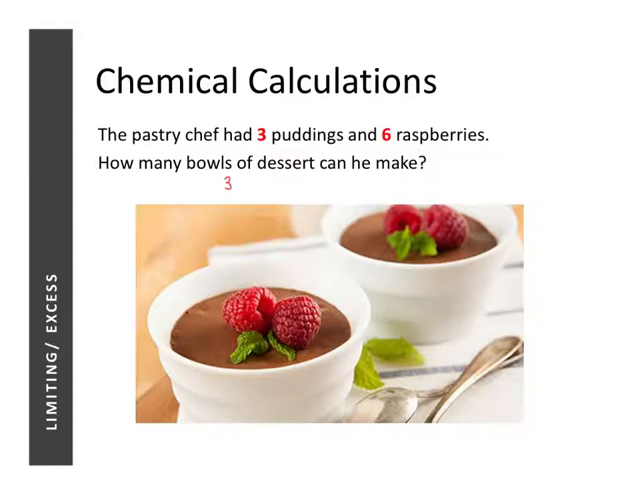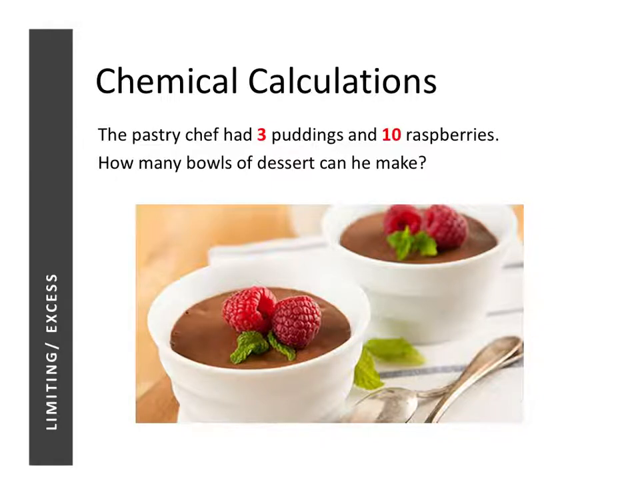Okay, we have just nice the amount of raspberries to pair with the puddings. When we have just nice the amount, we say that they are in stoichiometric ratio. Now in this second scenario, the pastry chef now has 3 puddings and 10 raspberries.